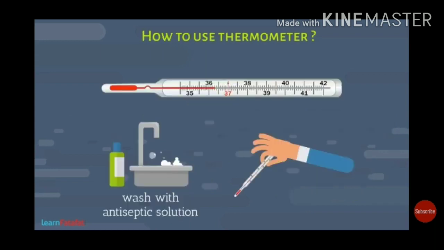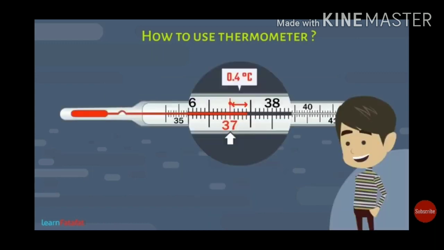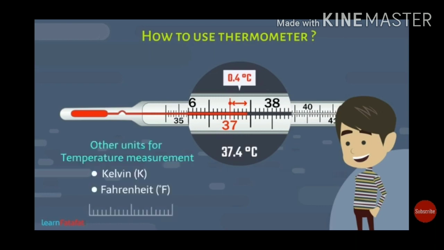How to use a thermometer? When we use a thermometer, first of all, it should be washed with antiseptic solution, because the germs will be killed by this. After this precaution, we can use the thermometer with the help of the tongue. We can measure the temperature. If a healthy person uses it, then the temperature will be 37.4 degrees Celsius.